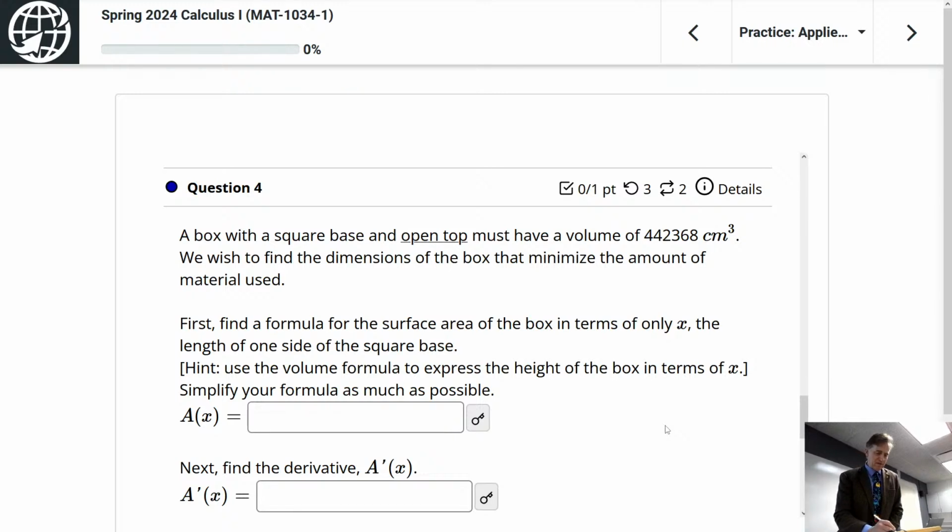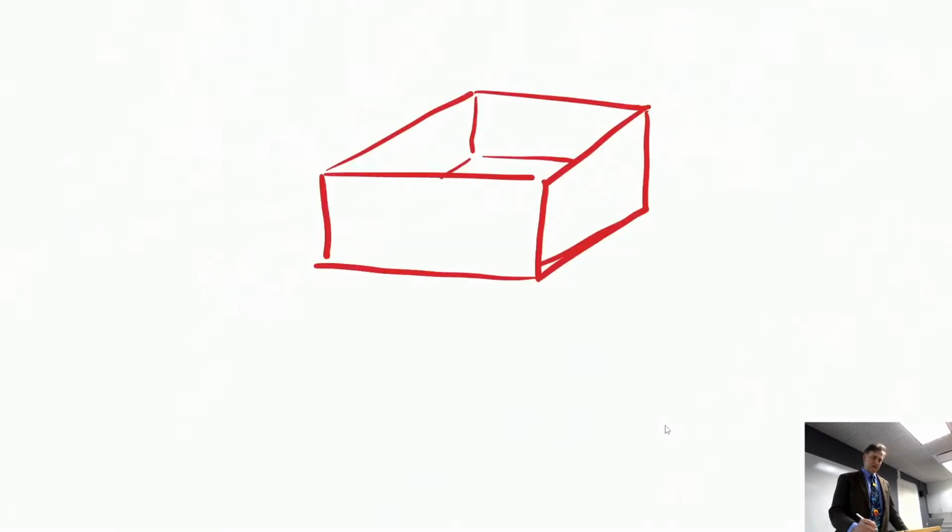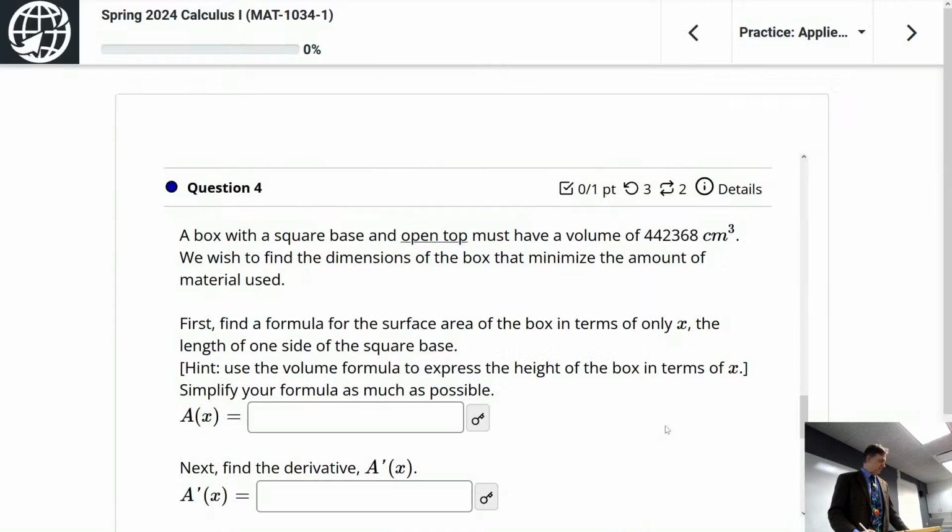I have a box. It is an open top box. Why do we like these open top boxes? I don't know. But here, let me draw this. Good enough. Okay, so here, I'll show you my open top box. There it is. It says that the base is square. And so x is going to be the side of the base and the front. And it says that the volume is 442368.